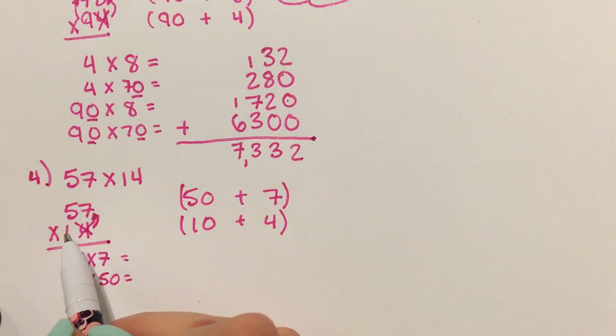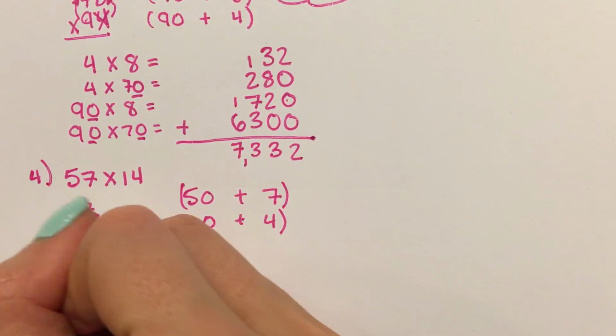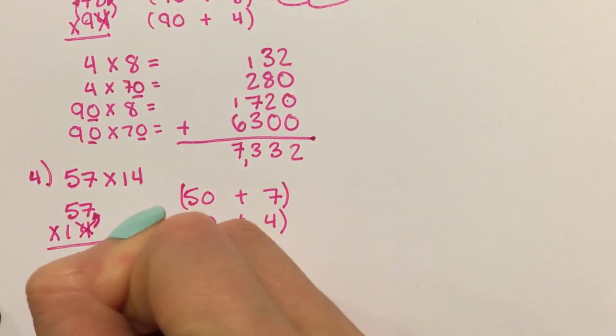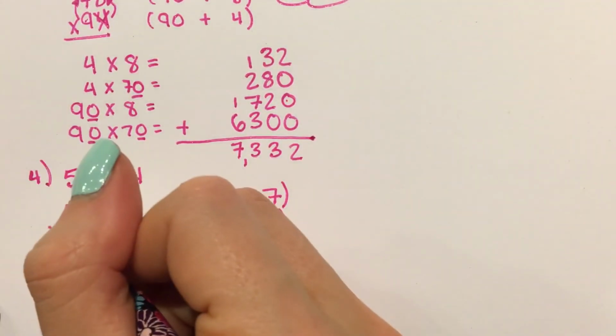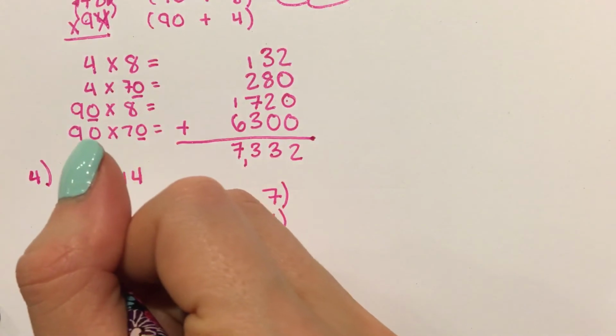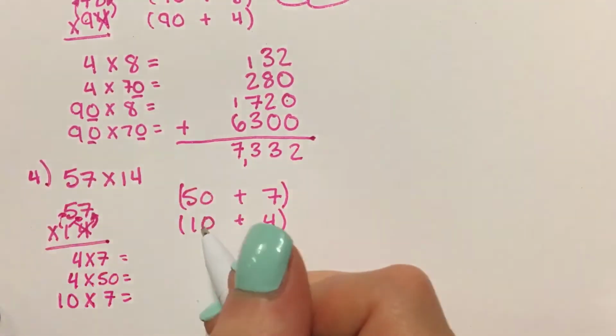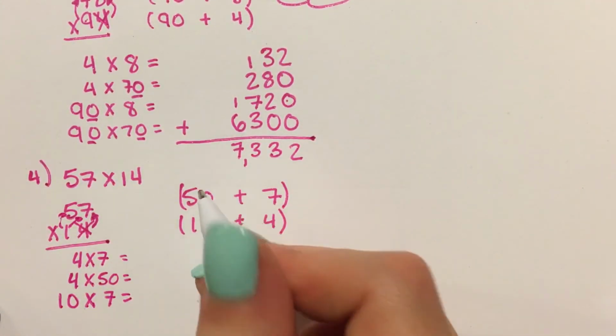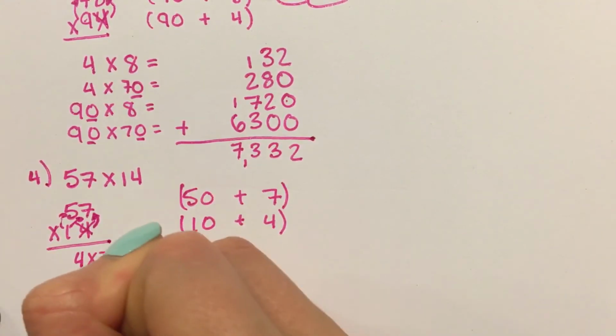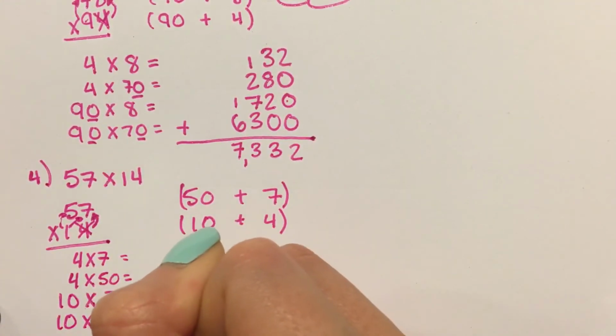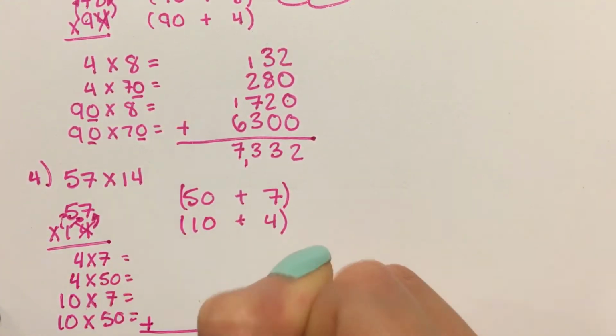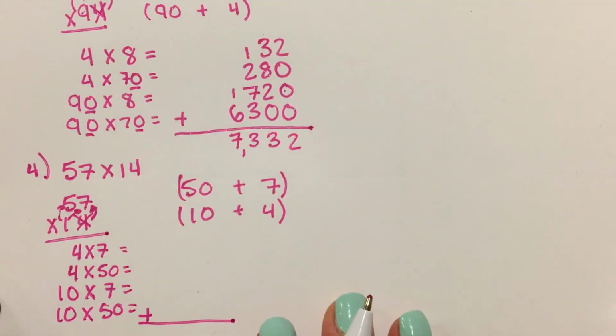So I have 10, not 1, but 10 times my ones, which is 7, so 10 times 7, and my tens times my 10, so 10 times 50. So I did 10 times 7, now I'm doing 10 times 50. I need to do my multiplication, then I can add this all up.